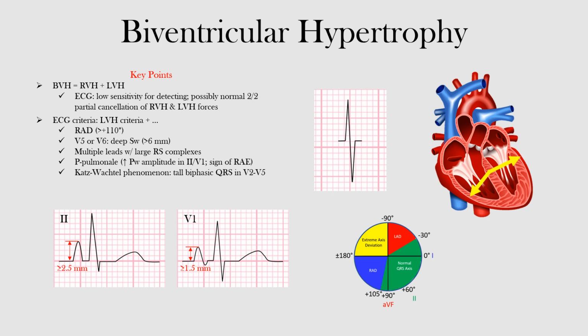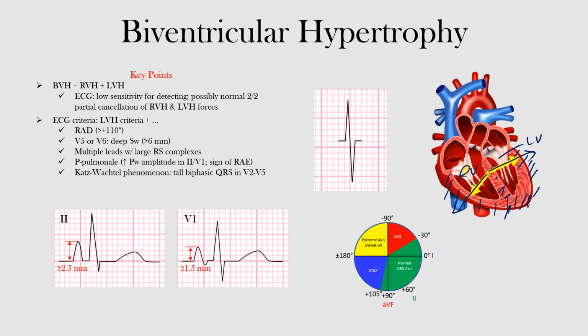And as you can imagine, the EKG will actually appear normal in some cases due to this partial cancellation of the hypertrophied ventricular forces. Okay, so if you look here, we have our forces. Here's our right ventricle, and this is our left ventricle. Notice that our right ventricular forces are heading rightward and anterior, and then we have our leftward forces, heading both posteriorly and leftward. Both of these ventricles will thicken and get enlarged. That's what we mean by biventricular hypertrophy.